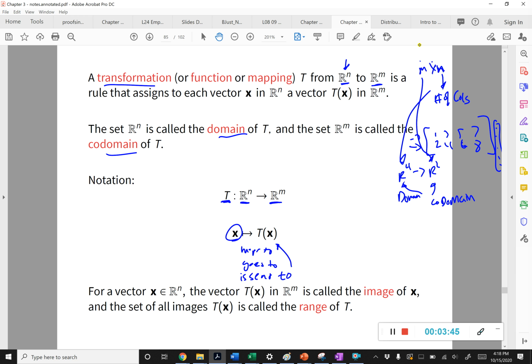For vector X in Rn, the vector T of X in Rm is called the image. So this is our output. Right? We're going to Rm. It's called the image. So X goes to a new vector, and that new vector is called the image. I don't know a good way to think about it. And the set of all images T of X is called the range. So we might not fill the codomain. We might not get every single point in R2. We might just fill a subset. And so the range in the codomain might be different.